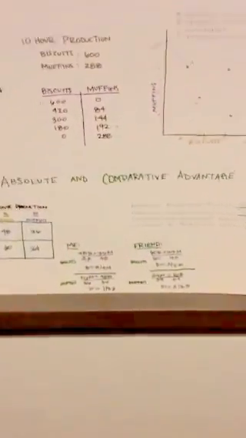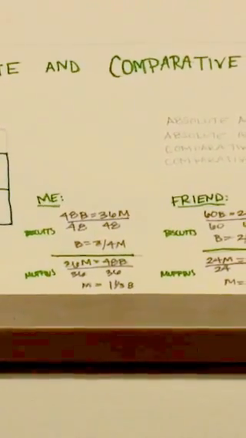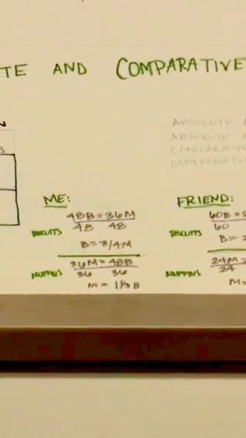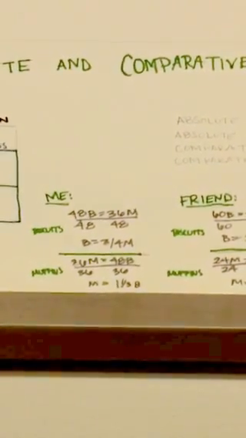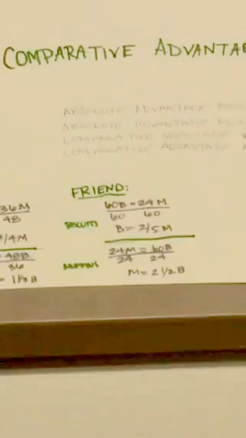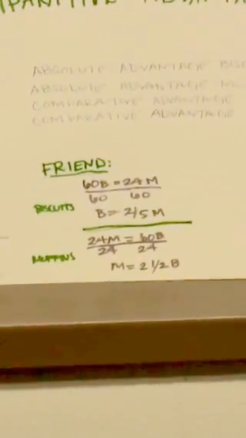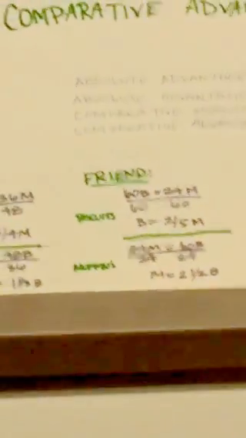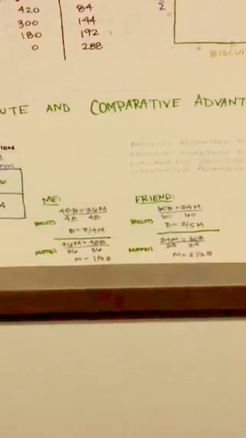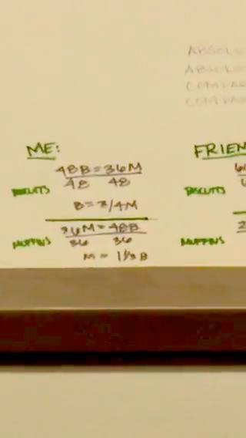We go ahead and we do the same thing for the muffins. For my side, I have 36M equals 48B. Divide each by 36. M equals 1 1/3 B. We do my friend's, and she has 24M equals 60B, divided by 24 each. Comes out to M equals 2 1/2 B. When we see who has the lower opportunity cost, you can see that I have the lower opportunity cost on the muffins.